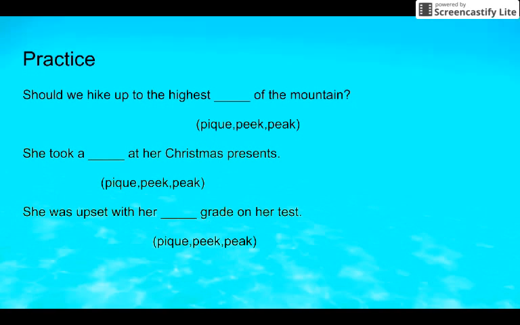Well, we know it's not pique. So that one would be peek. And the third one is: she was upset with her pique grade on her test. Well, we know it's not peek or peak, so it's pique.